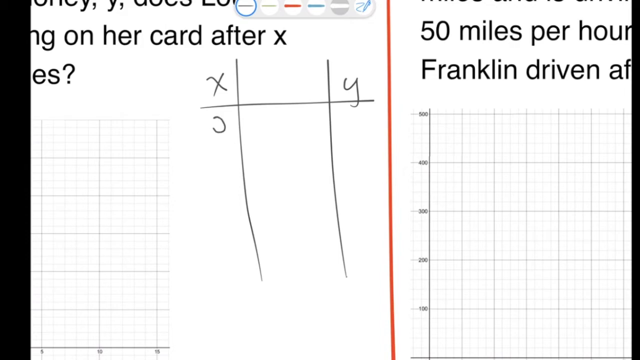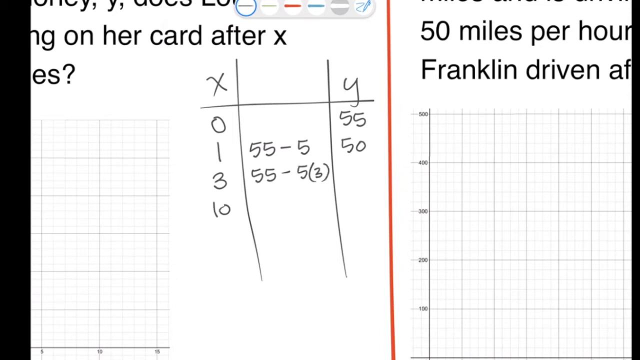So let's just say that Louie hasn't bought any smoothies. Well, think about how much money she's going to have on her card. She's going to have $55. If she buys one smoothie, she's going to have $50. Well, think about how you got that. You took $55, which she originally had, and you subtract $5 from it for the one smoothie. If she buys, let's say, 3 smoothies, then she started off with $55 and then she spent $15. How'd you get that? You do 5 times 3.